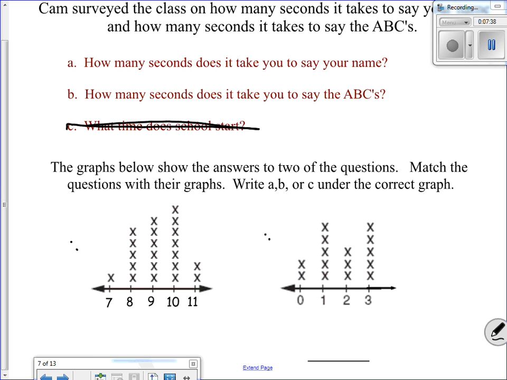How many seconds does it take to say your name? I would say this is A, because I could say it really fast. ABCs, I'd say this one's B. You could say the ABCs in 7 seconds. If you're really cruising. If you're taking a little while longer, it'd be about 11 seconds. All right.